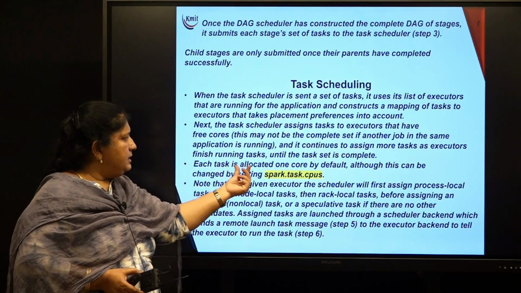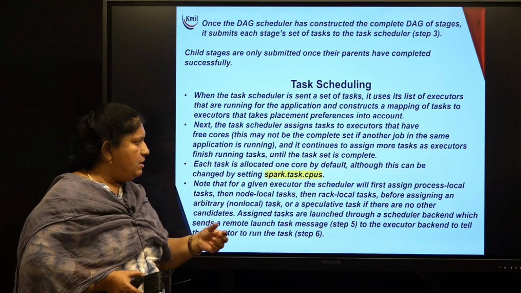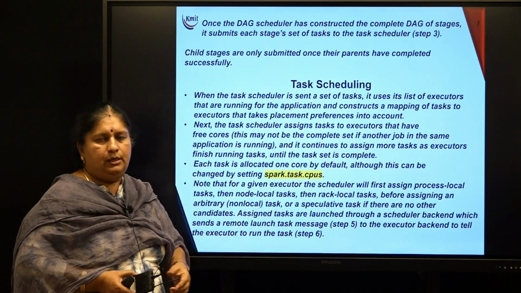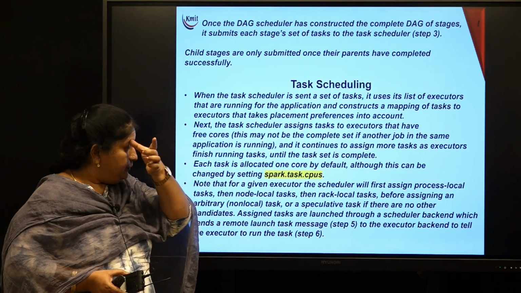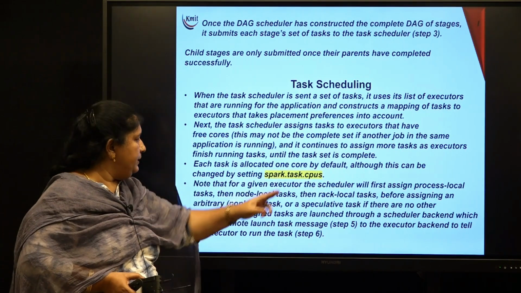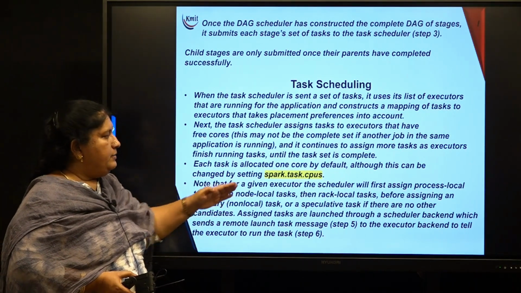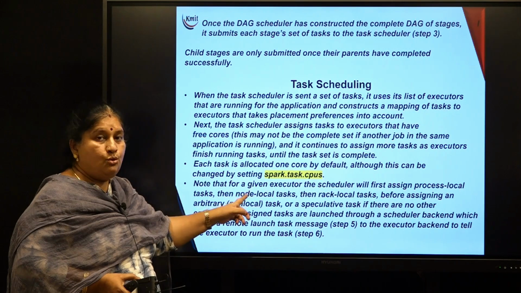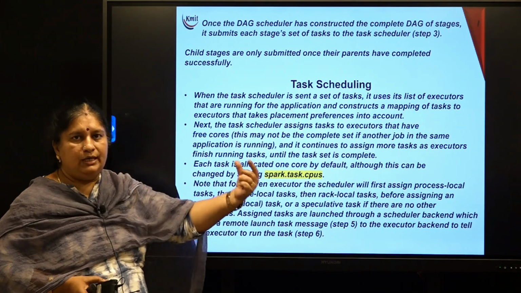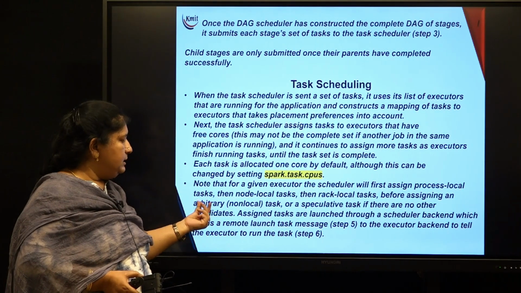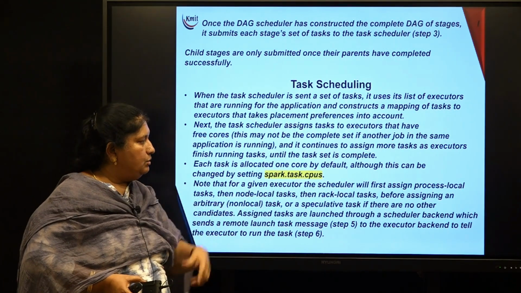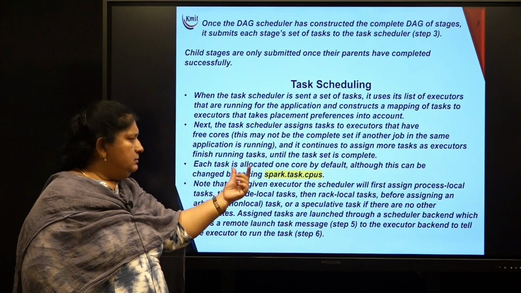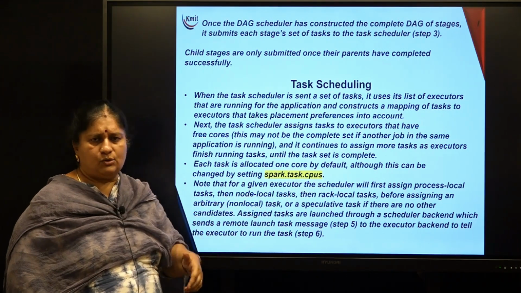Each task is allocated one core by default, although we can change it with spark.task.cpus. The default is one core per task. If you want, you can change the number of cores based on this property. For a given executor, the scheduler will first assign process local tasks, then node local tasks, then rack local tasks, before assigning non-local tasks. The locality keeps on increasing. And sometimes an executor might also get a speculative task.